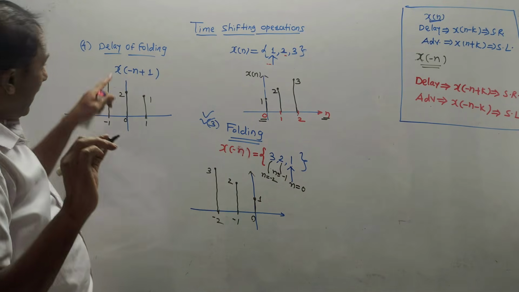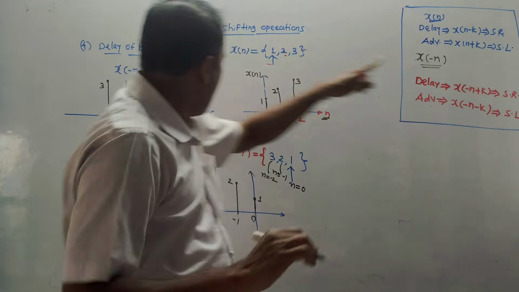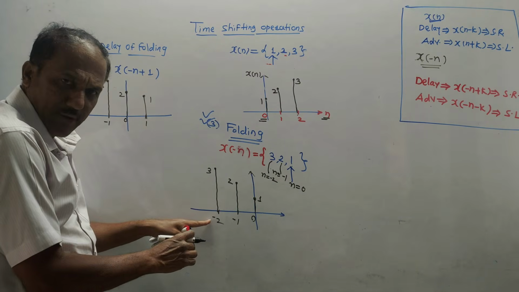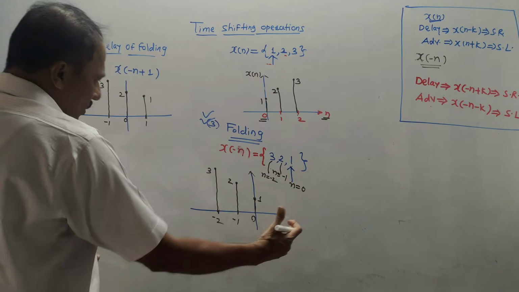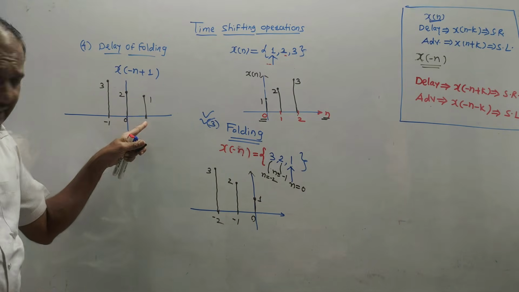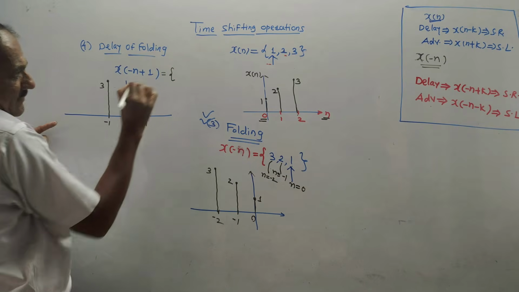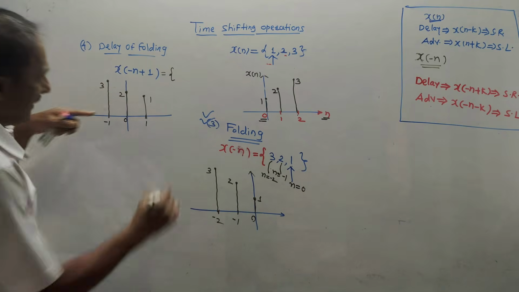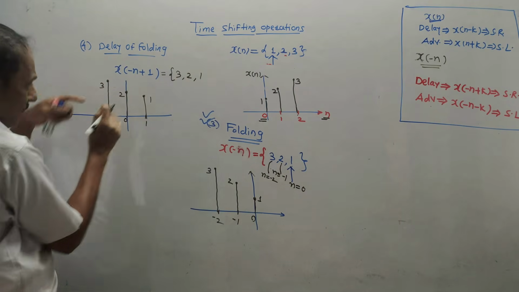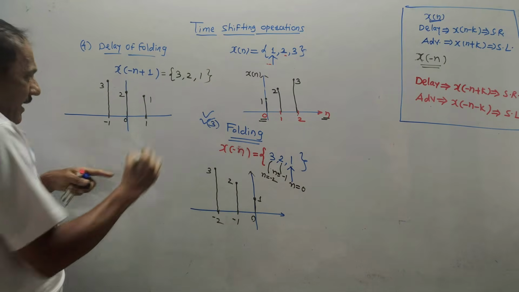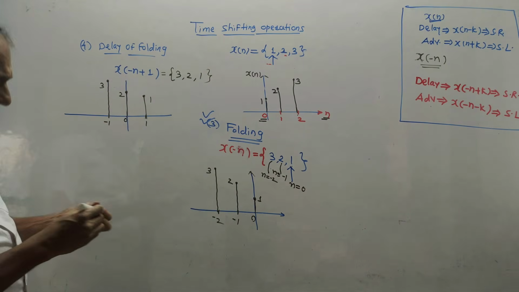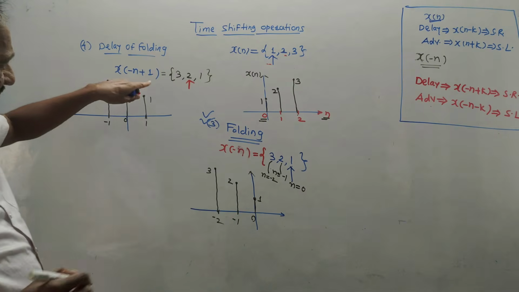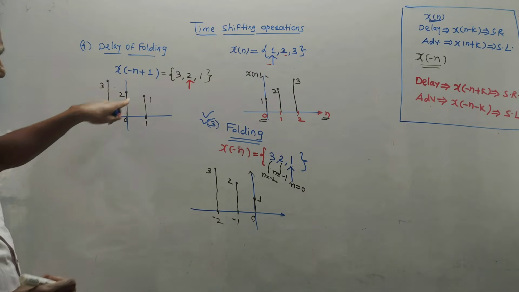That's it. What I did was generate the notation. I want to delay this folded sequence by one position, so I wrote the notation. This was starting from minus 2. I have shifted this diagram towards right by one position and I have got this diagram. Now from the diagram, write the sequence. We know the rule how to write the sequence from the diagram. Read the amplitudes from left to right, always. So amplitudes are 3, 2, 1. Amplitude at n equals 0 is 2. Whatever amplitude is at n equals 0, mark an arrow. So this is the sequence which I have written from the diagram.